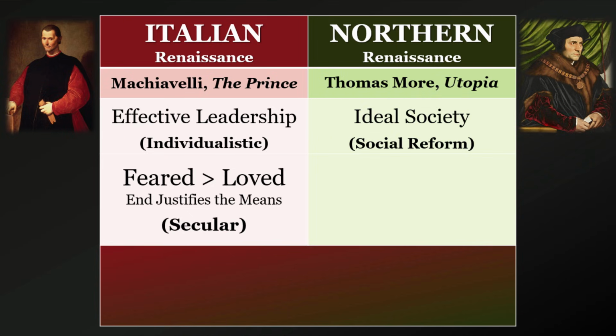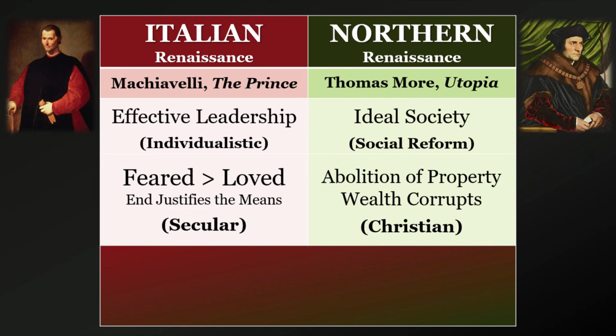Now, when you go to Thomas More's Utopia, you see the abolition of property, and then this idea that wealth corrupts people. This is an idea that is very prominent in Christianity, and especially in Catholic theology, where Catholic clergy take a vow of poverty, chastity, and obedience. The extent to which they were keeping those vows during the Renaissance is up for debate, but Thomas More is writing from an obviously Catholic Christian perspective.